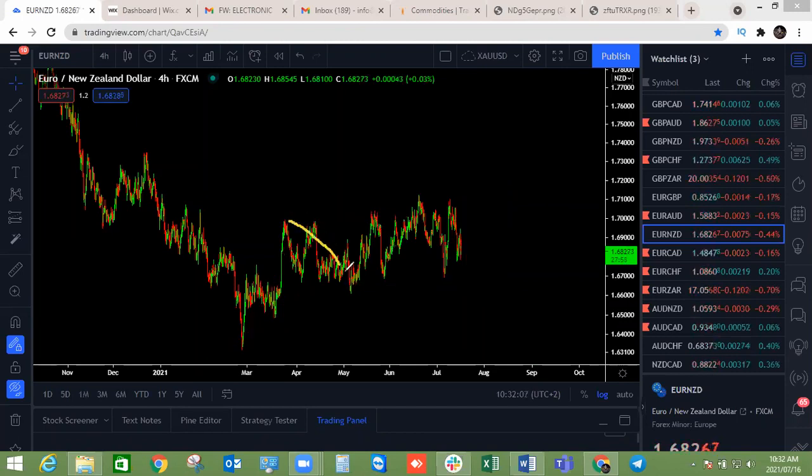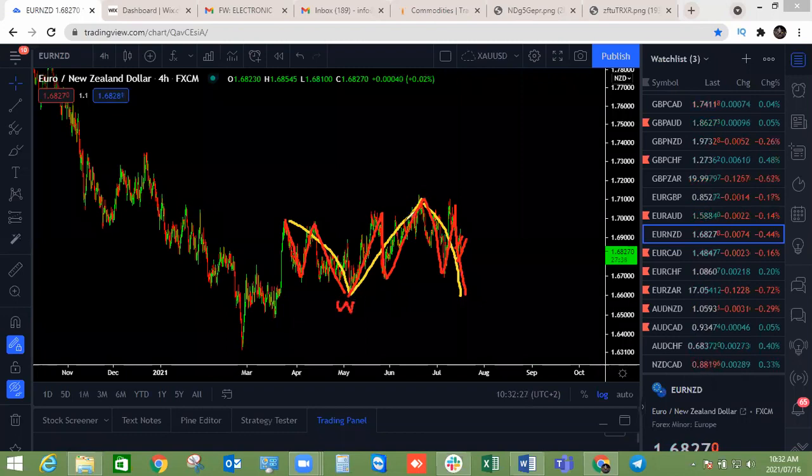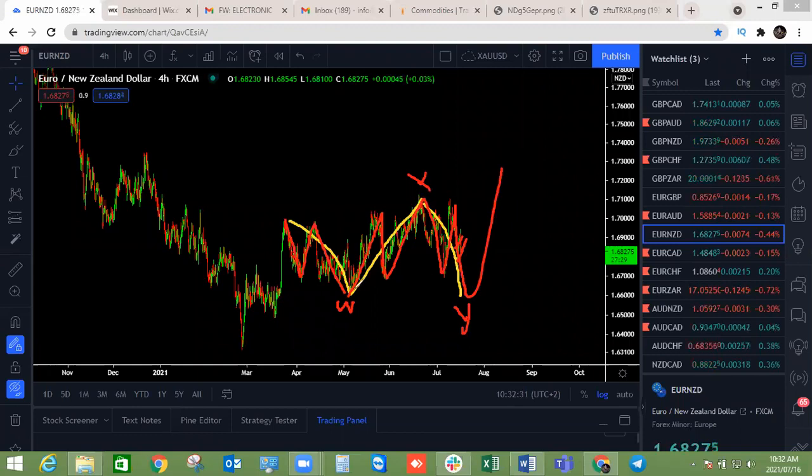So we've got this as 3 waves here. We've got this as 3 waves here, and this is another 3 waves here. If you look at the internal structure of this complex B here, it's 3 waves down, 3 waves up, 3 waves down, 3 waves up, 3 waves down. That's why we're expecting this continuation pattern here to come around this level. That will be a WXY corrective structure. Then we'll see this one push to the upside from around that level. So for now, look at that to continue to the downside to around these levels.